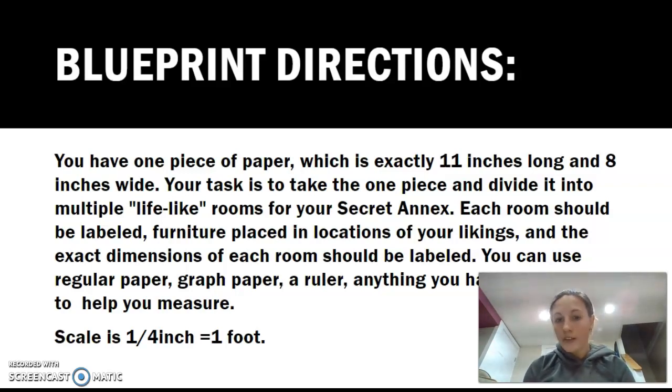Okay, you don't have to worry about the furniture. However, you can still draw that in there, but I want you to figure out how big each room would be. And then the rooms together should equal the total of your paper, which is exactly 11 inches by 8 inches wide. Okay, sounds good. If you have questions, let me know in class and I can help you. All right.